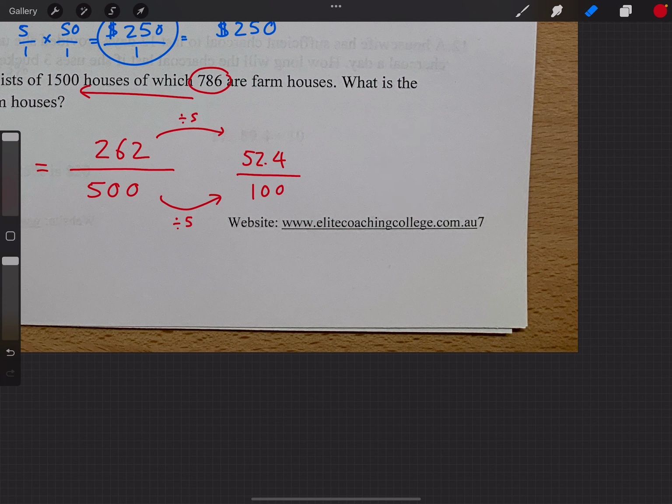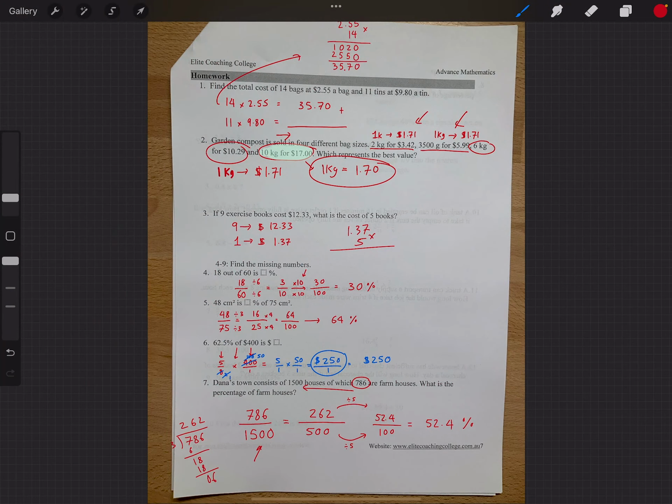In order to do this kind of question, you need to know how to do long division like this. Now, if this is 52.4, then the answer is 52.4%. There's your answer. All right, next page.